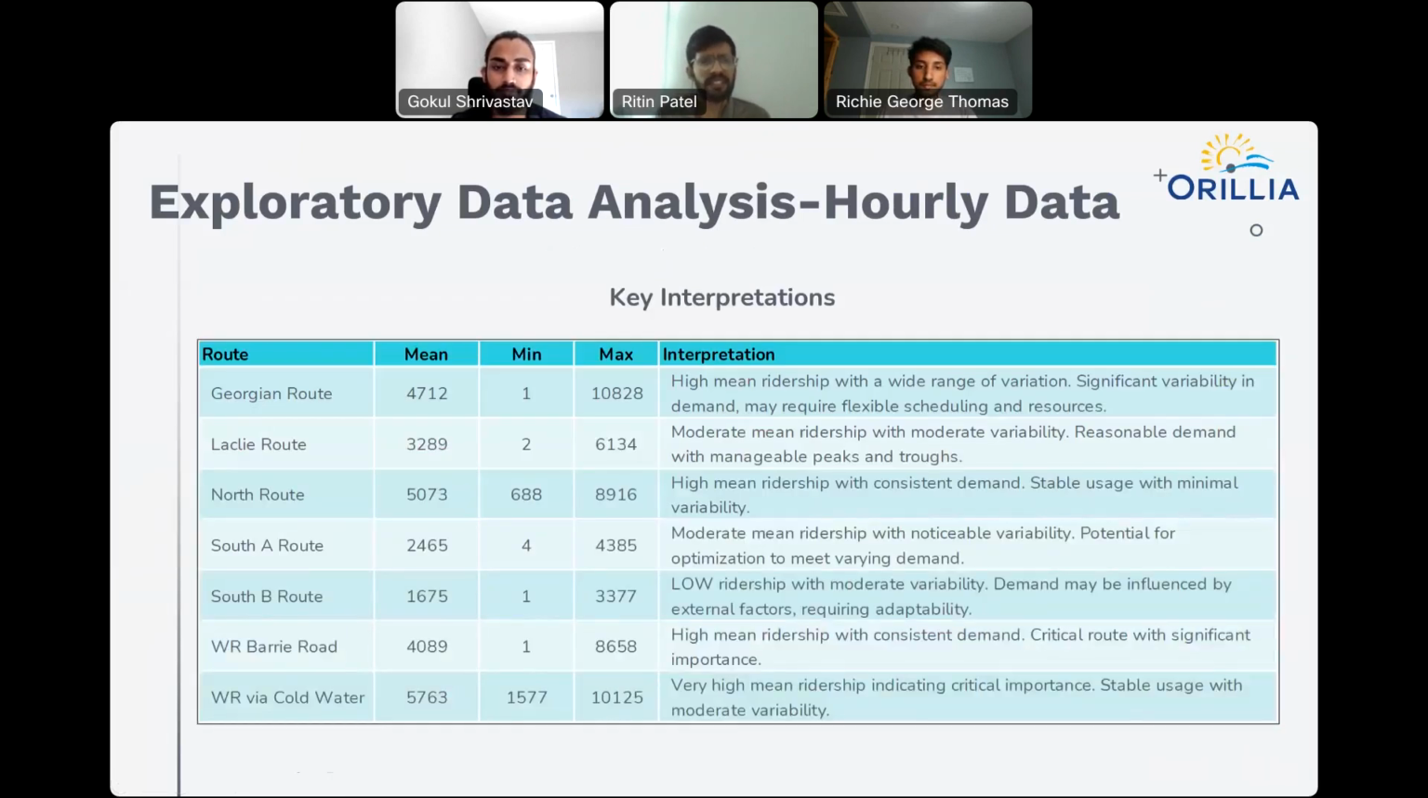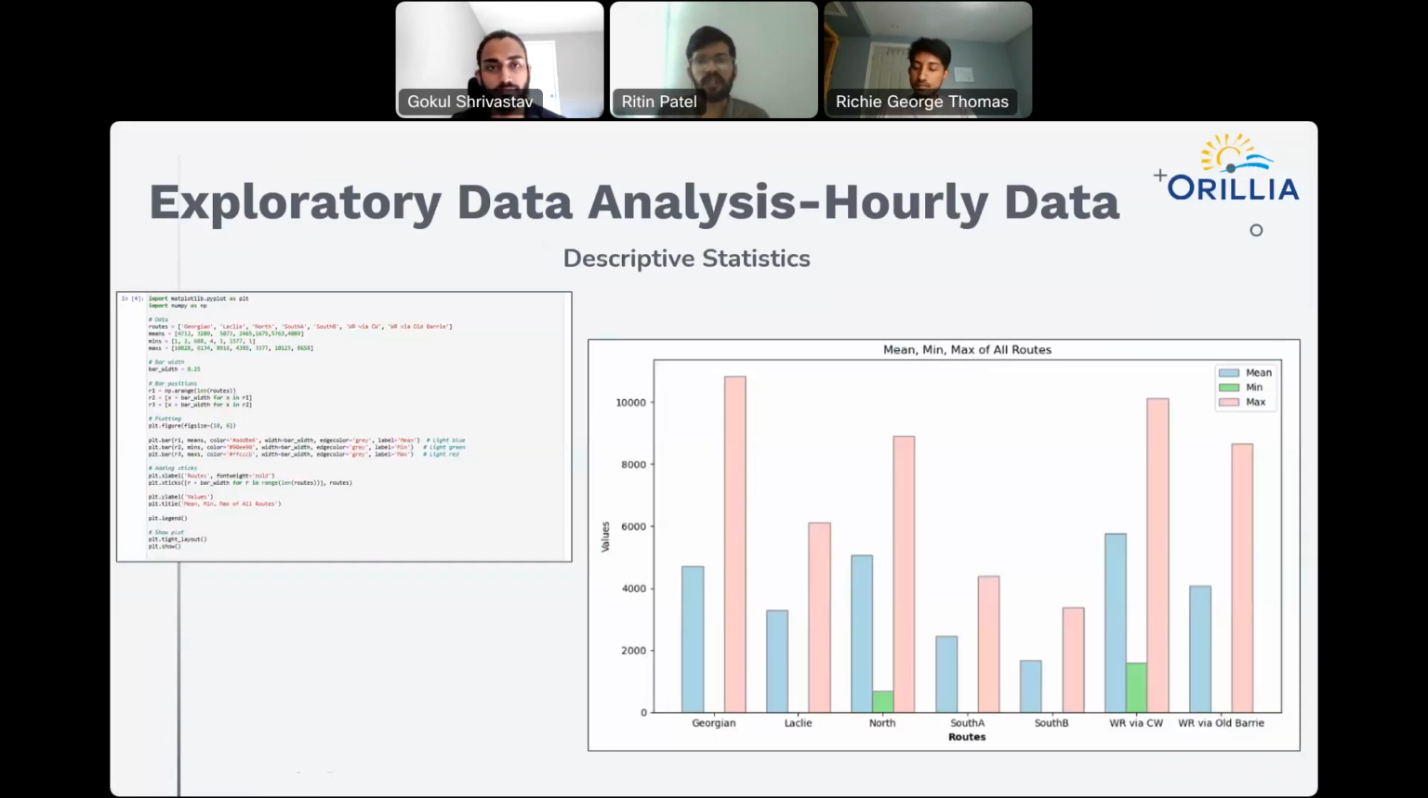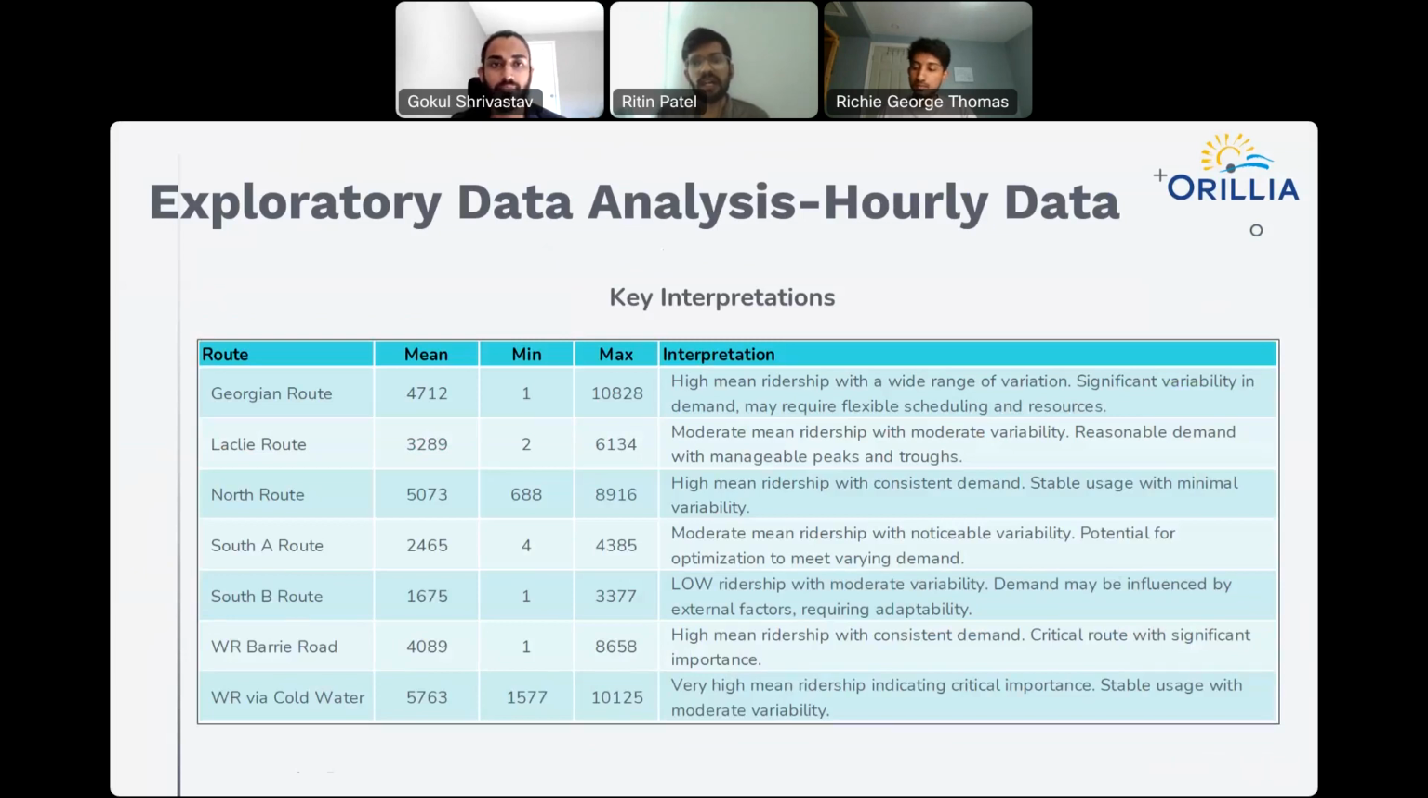Then these are the key interpretations. For Georgian route, as I explained, the mean ridership is higher, and variation is also more, so a wide range of variation. For Lackley, a moderate mean ridership. North route is having higher mean ridership. For South A, it's moderate. South B is lowest, as I explained. For Westridge via Oldbury, also it is higher. And for Westridge via Cold Water, it is very high compared to other routes. So this is the important route for us.